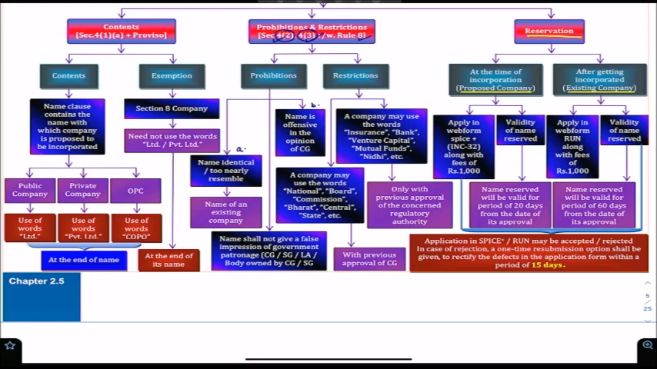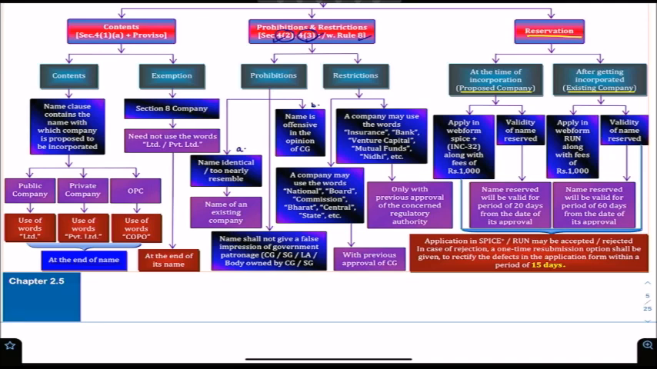Next one, reservation. Very important. There are two types of reservation: new company and existing company. If it is a new proposed company, apply in the form, pay the fees, fill and file with the ROC. ROC will approve, and that approved form will be valid for a period of 20 days. You have to fill form SPICe+ Part B. That is an entirely different story. Section 7 we will read.